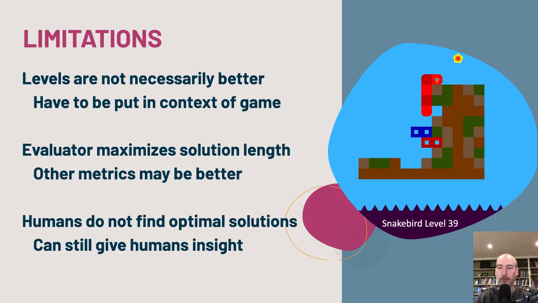So in SNAKEBIRD level 39, the optimal solution is what's shown, this is part of it. Humans typically put blocks into these notches in the wall, but the optimal solution doesn't do that. And so this may impact some of the results here, but there's still a lot of insight that can be gained by doing this analysis.